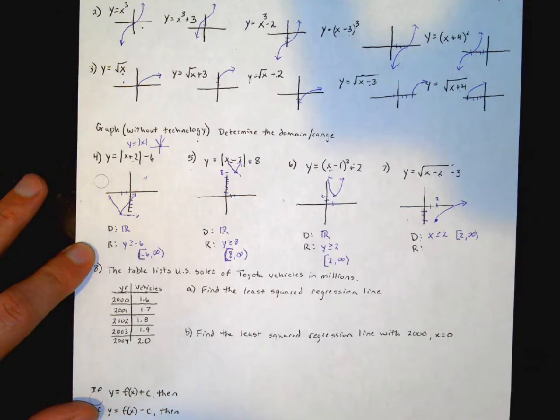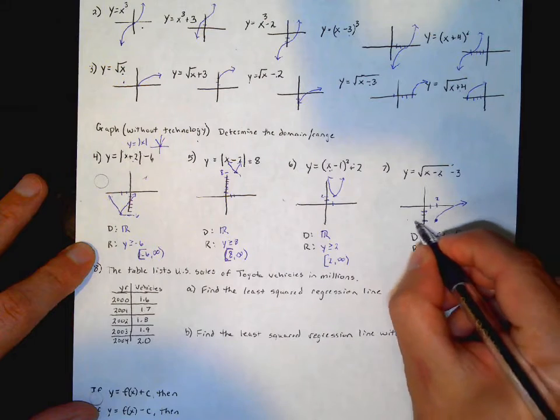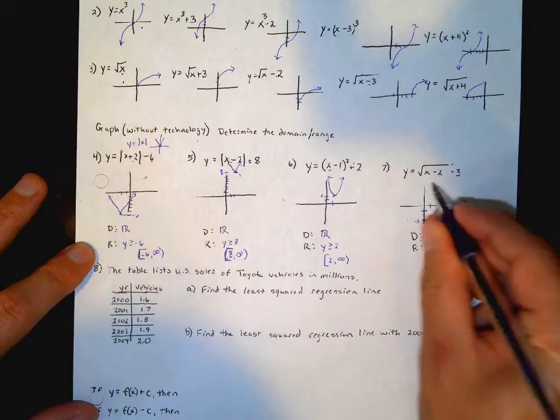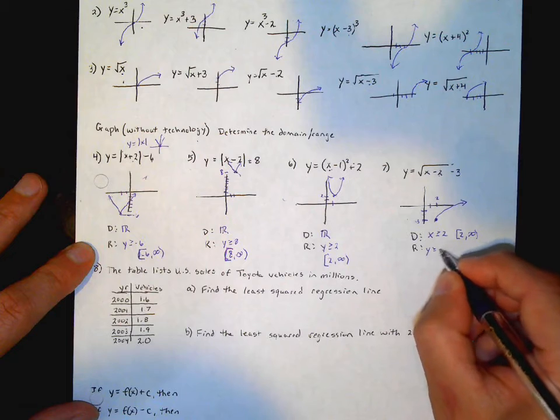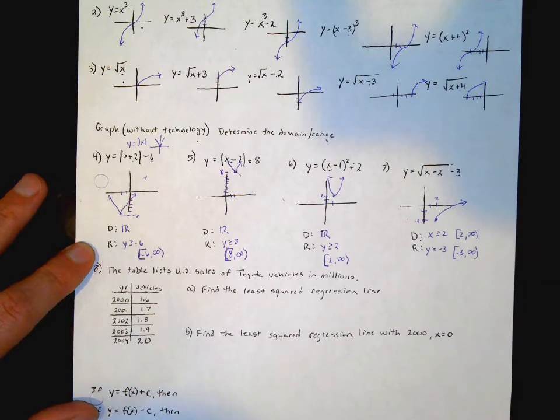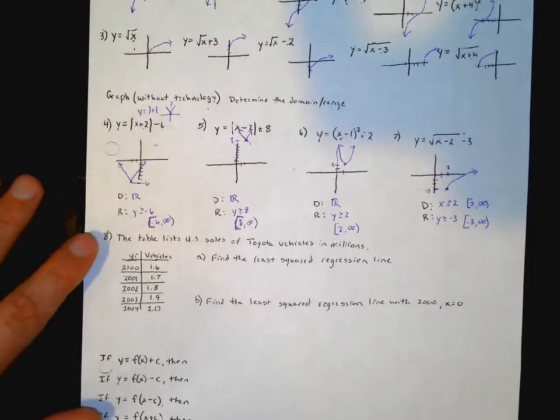Okay, thinking about range. Range looks like it starts here at -3, and then it's going to keep going up, up, up, up. So y is going to be greater than or equal to -3, or from -3 to infinity. Okay, remember at any time, pause these and talk about them anytime.